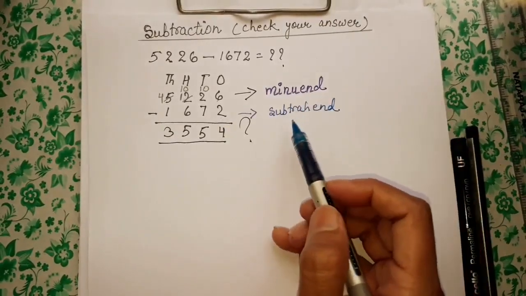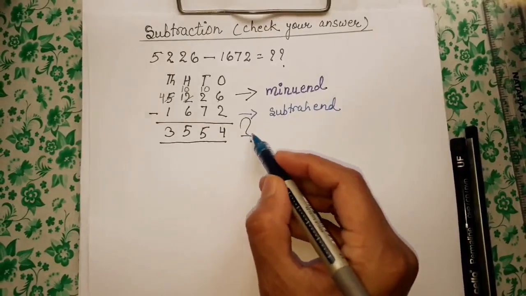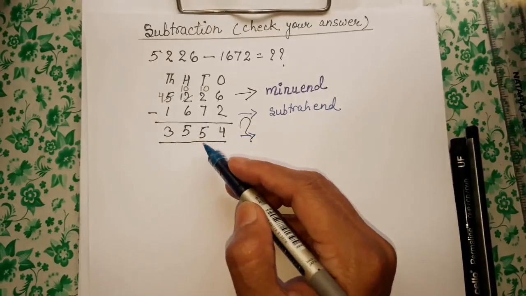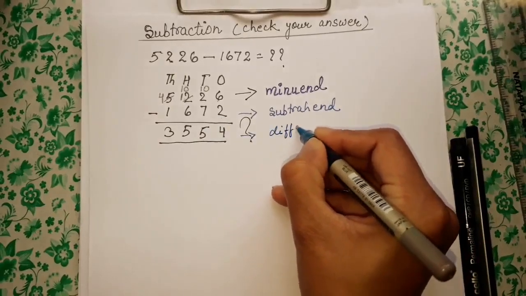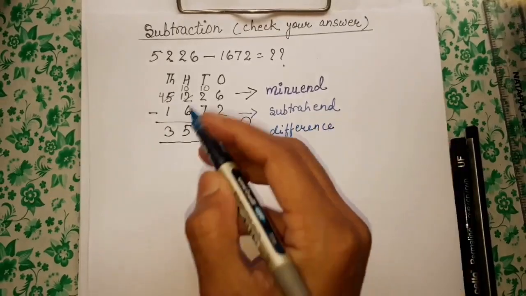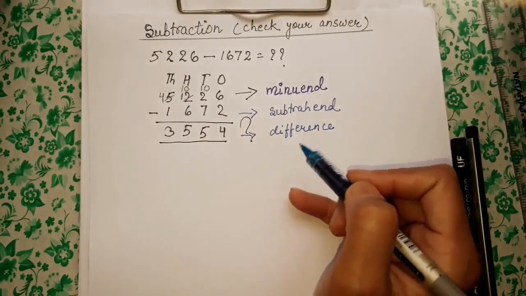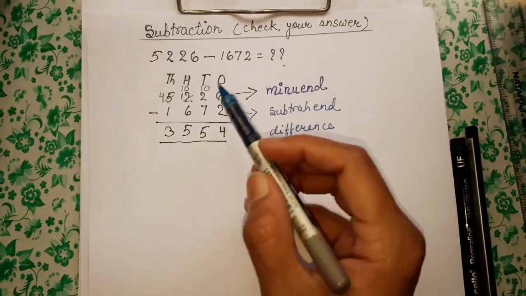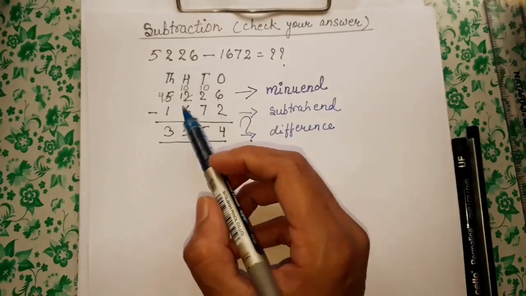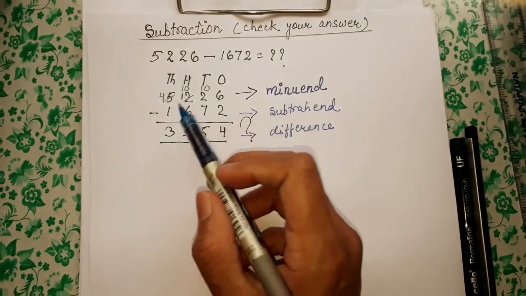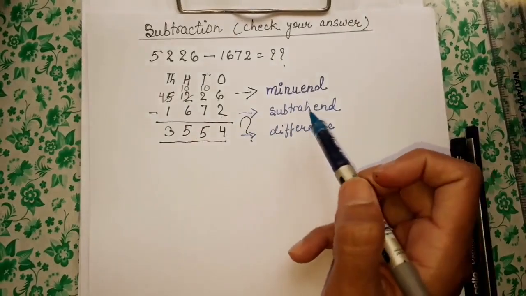Now, here we get our 2 terms, minuend, subtrahend, and the last one is the result of a subtraction, which is called a difference. Subtract करके जो हमें result मिलता है, उसे हम क्या कहते हैं? Difference कहते हैं. That means we have 3 terms related to our topic subtraction. First one is minuend, second one is subtrahend, and the third one is difference.